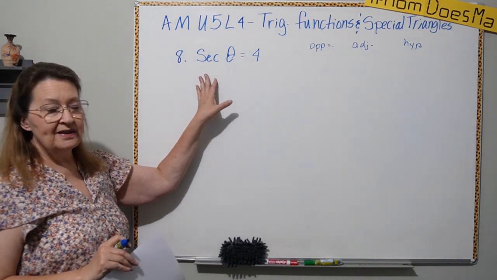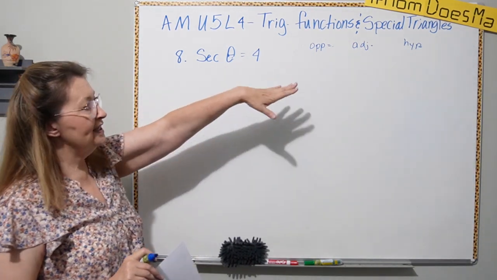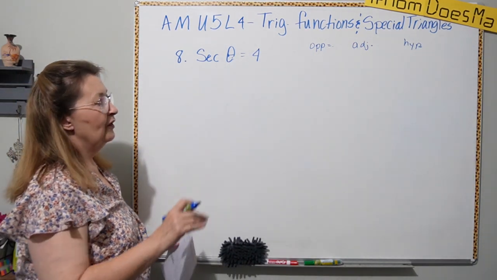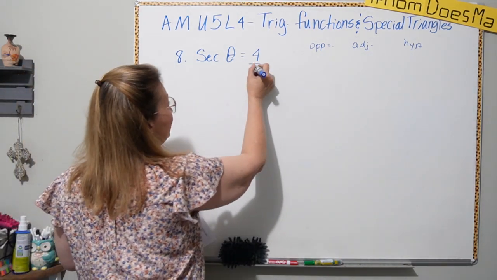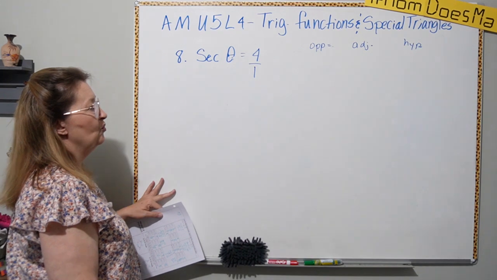Okay, number 8 says secant of theta is equal to 4, and I need to get 3 sides out of this. Now on the other ones I had a fraction, so I could get 2 sides. Well, just remember, any whole number is itself over 1.